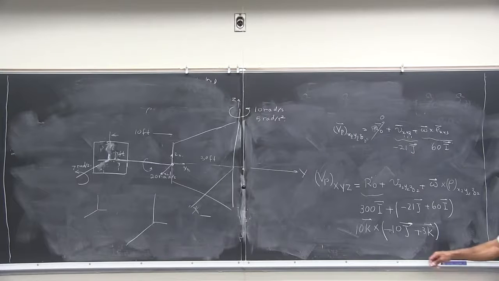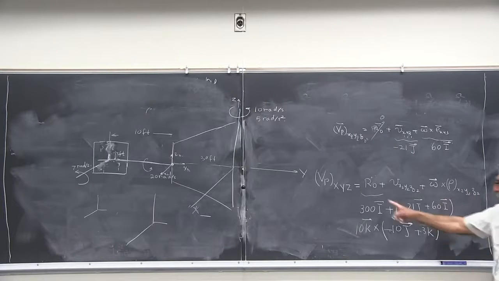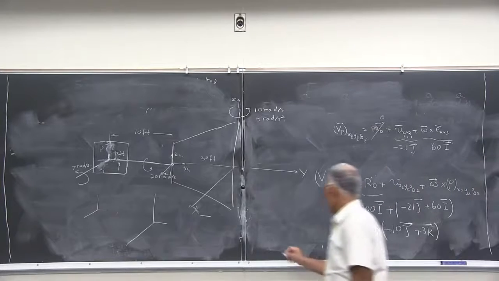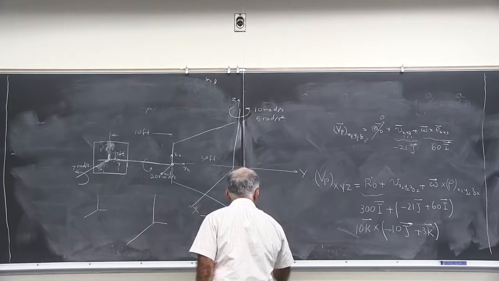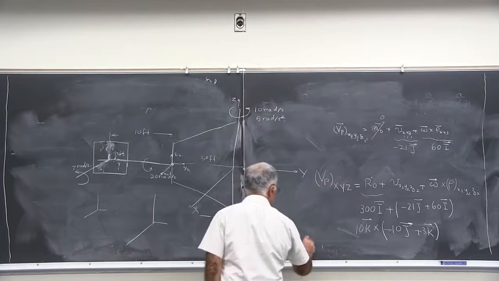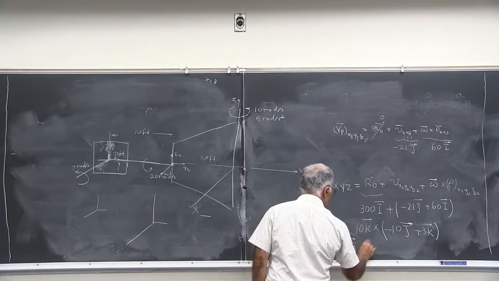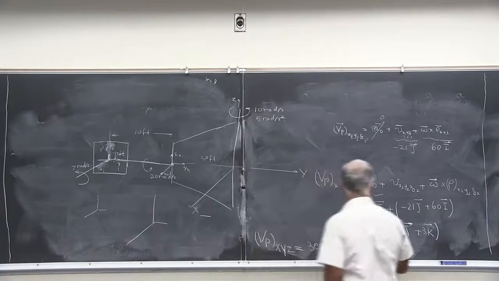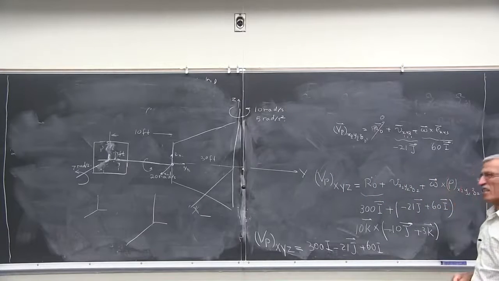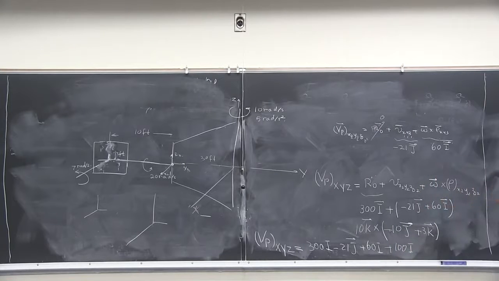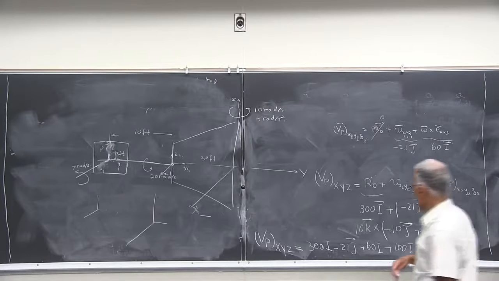And if you multiply these things, this is the last term. So this one plus this one that we already have, and then this is the last one. If you do that, velocity of point P respect to main reference frame is going to be 300I minus 21J plus 60I, and K times J is negative I. That becomes 100I. So altogether, you get 400I minus 21J plus 60I.